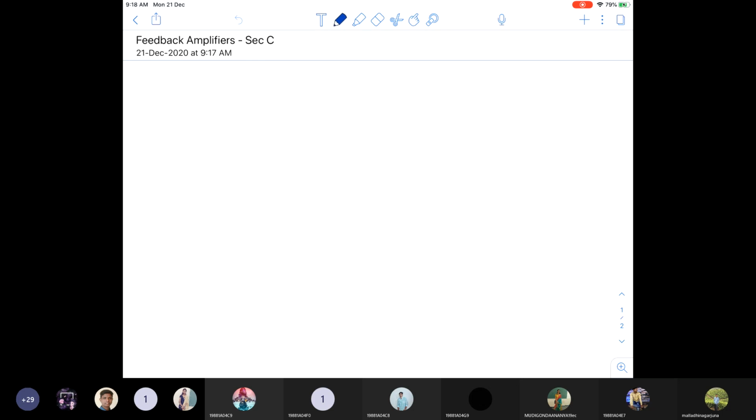Okay, in the last class, we started feedback amplifiers. In the feedback amplifier, first we saw the definition of feedback amplifiers, the basic block diagram, and the characteristics of feedback amplifiers. Basically, feedback amplifiers are of two types: negative feedback and positive feedback. Now we are discussing negative feedback, so we are seeing the characteristics of negative feedback.